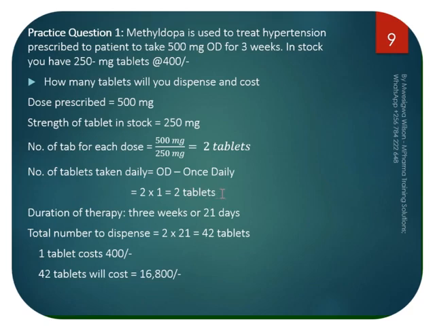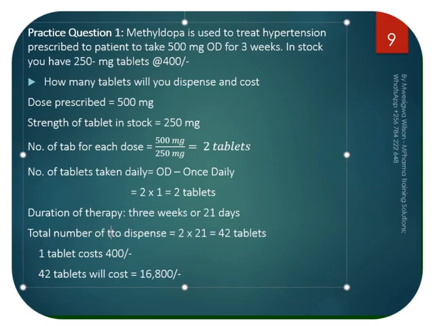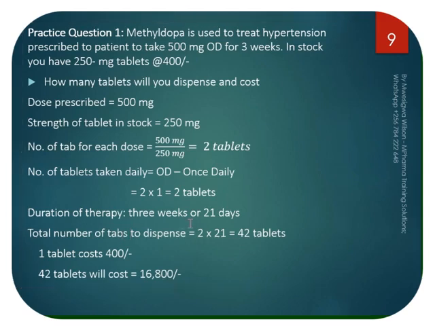However, it's taking the drug for 3 weeks. Duration of therapy is 3 weeks, which is equivalent to 21 days. If you know the number of tablets taken daily and the total duration of the prescription, to get the total number of tablets to dispense, you just need to multiply the duration and the number which is being used daily. Here you're going to get 42 tablets.